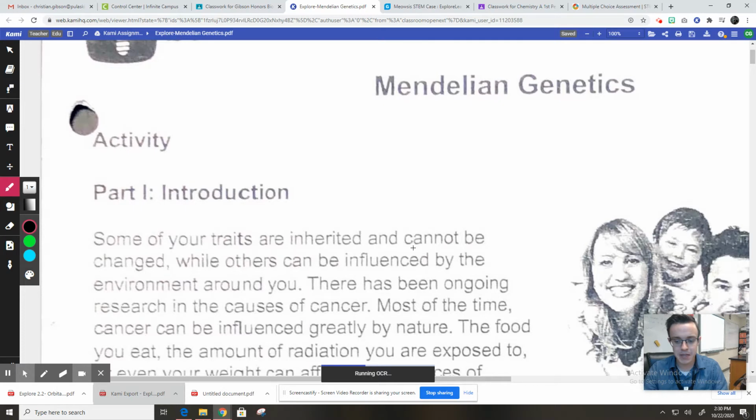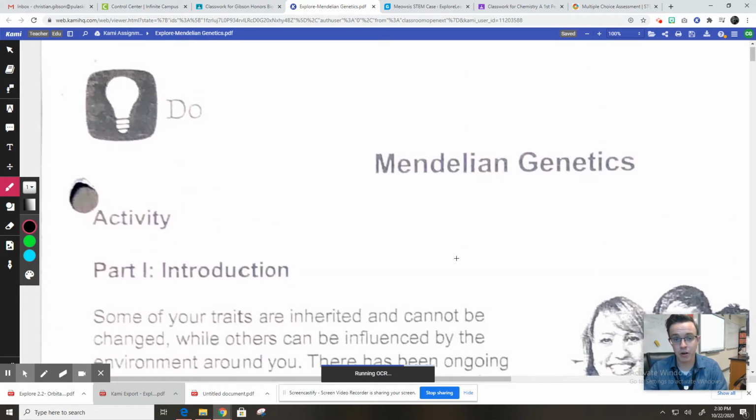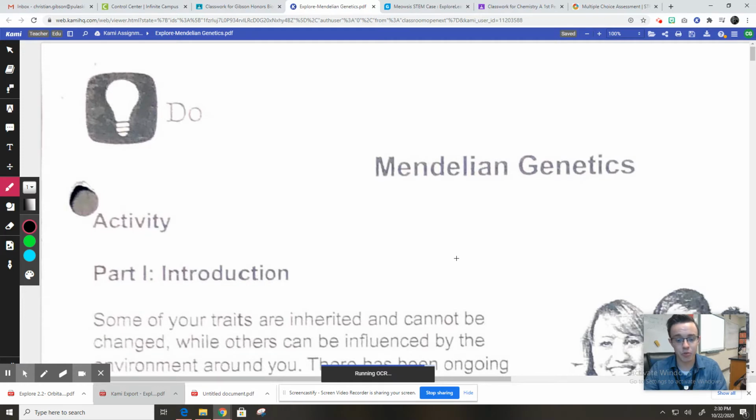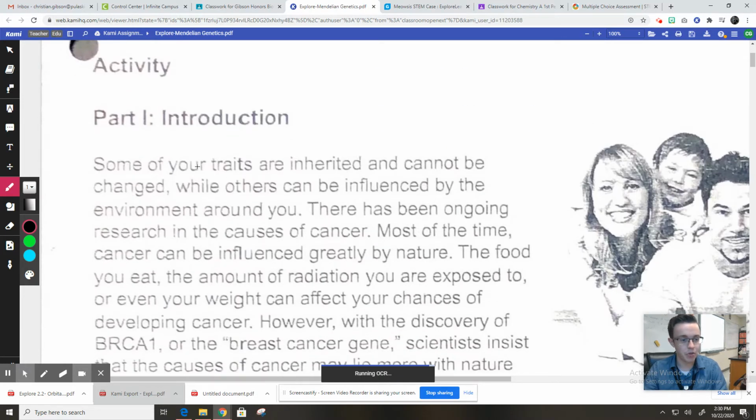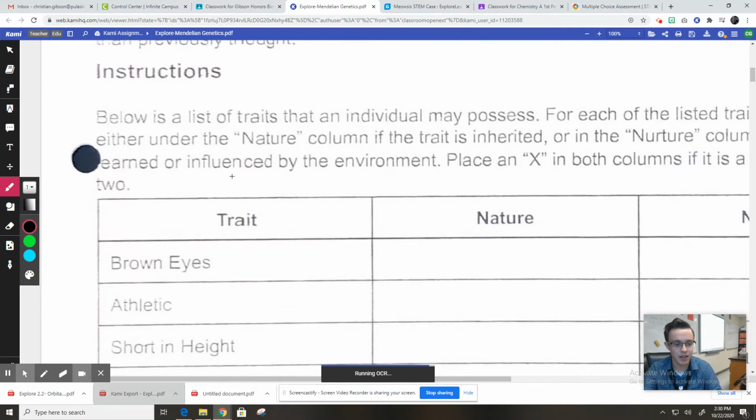Here we have Mendelian genetics, and there are a couple of parts to this that I'm going to help you work through, okay? So part one is just the introduction. It talks about how your traits are inherited, okay?